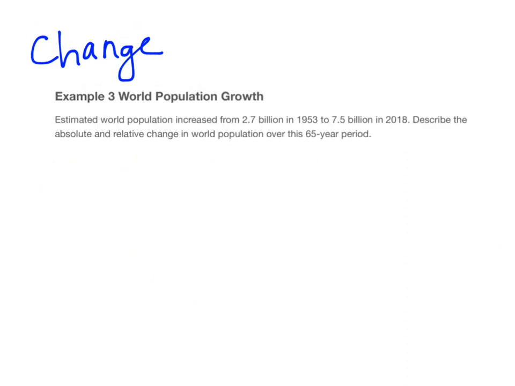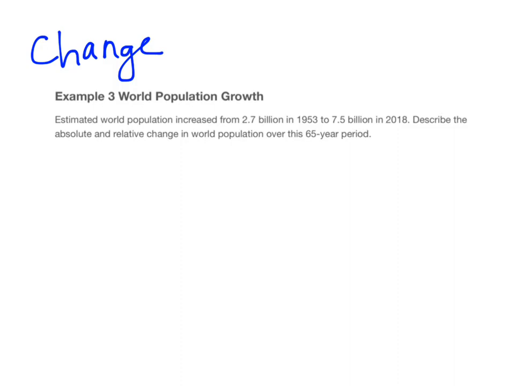Another example of absolute and relative change, let's do an example with population. The estimated world population increased from 2.7 billion in 1953 to 7.5 billion in 2018. And let's describe those two types of change, absolute and relative, over this 65-year period.